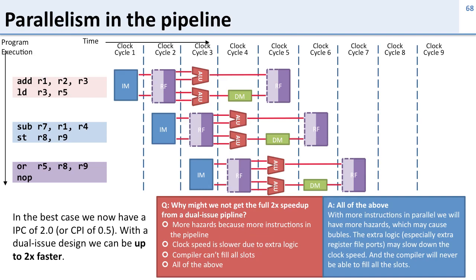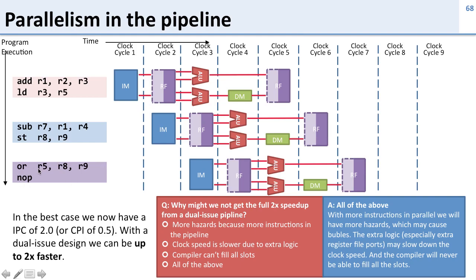Well, the answer here is all of the above. So as you see, we have a lot more instructions in parallel now. We can have more data hazards. Look at all of the registers that we're reading and writing. We now have almost twice as many, so we're going to have more hazards. We also have extra logic. So this register file now has to be able to read and write more ports. That means it's going to run slower, so it might slow down our clock speed.